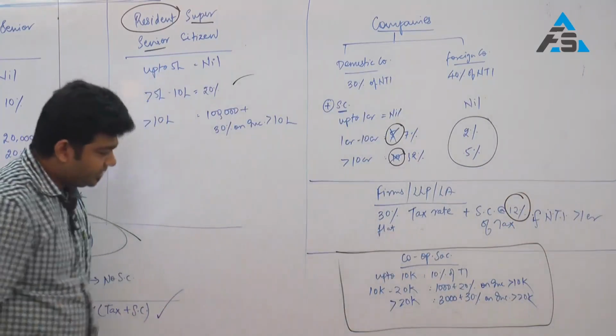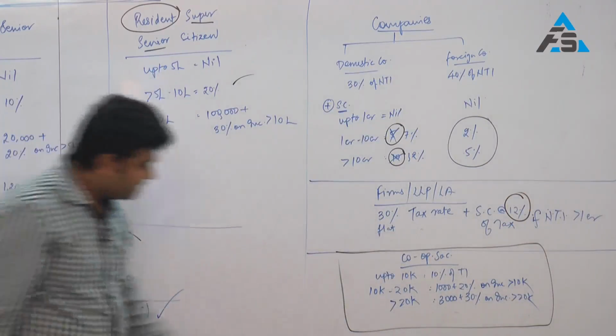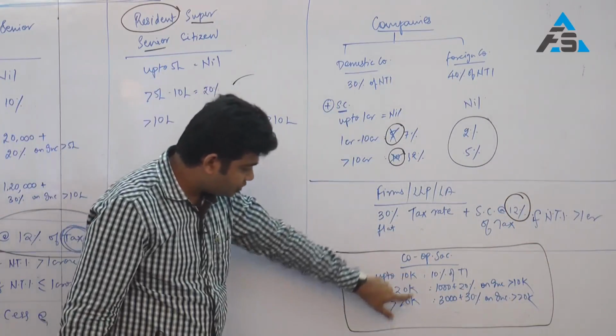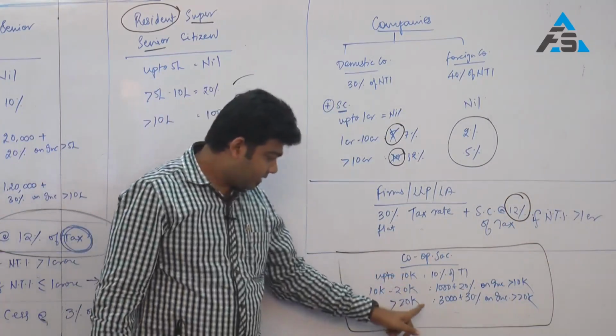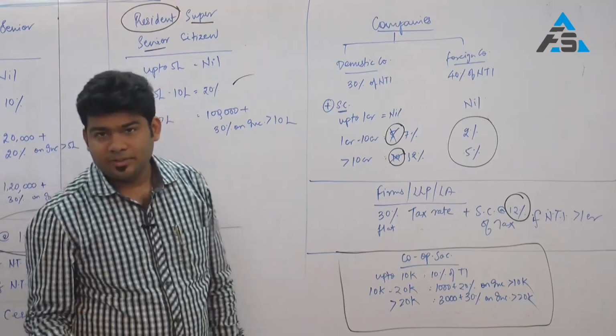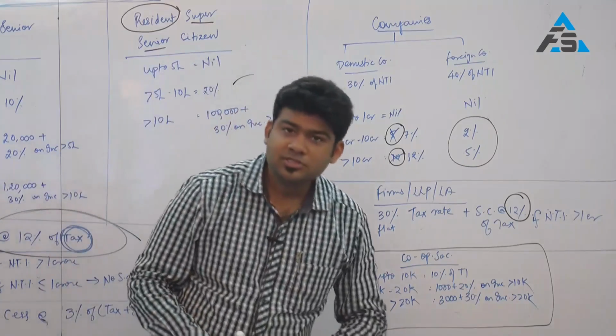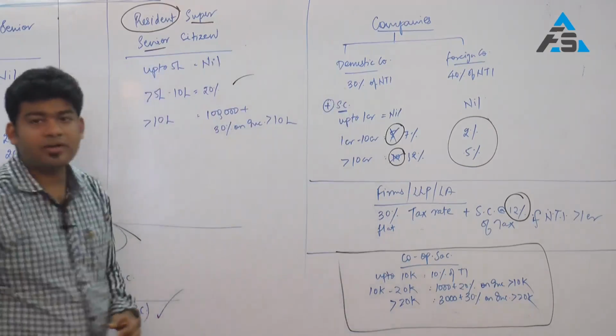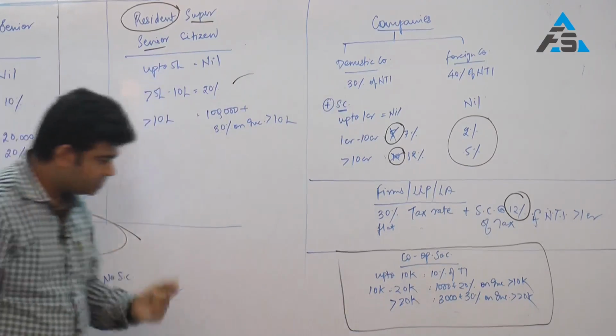Cooperative society, section 80P. So here up to 10,000. See again, I am using some short forms, 10K, 20K, 20K. That K represents thousands. Obviously, do not use this in the examinations. This is a quick reference revision lecture going on, so please pardon me for that.